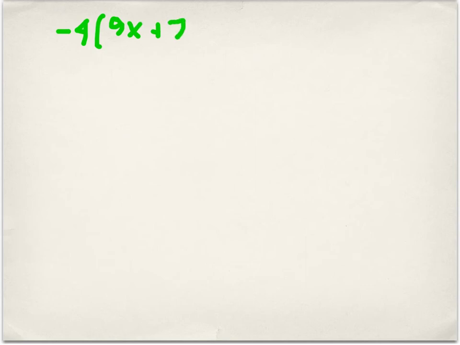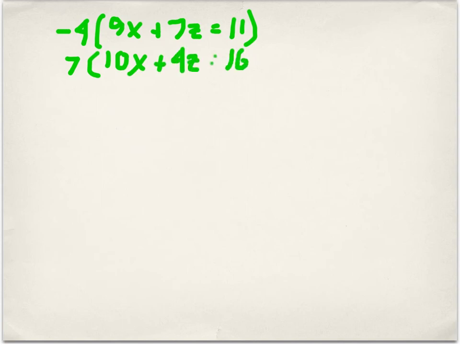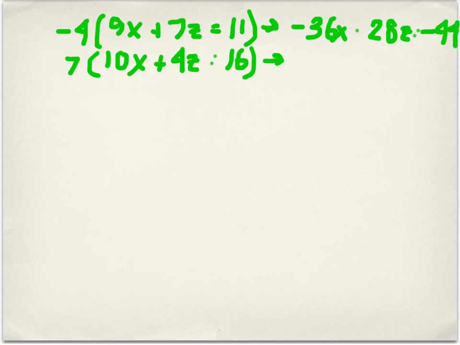so 9x plus 7z equals 11, and the bottom one I'm going to multiply by 7, so that's 10x plus 4z equals 16. And then what I'm going to end up with, I'll have negative 36x minus 28z equals negative 44. I'm running out of room. And this one I'm going to have 70x plus 28z equals 112.